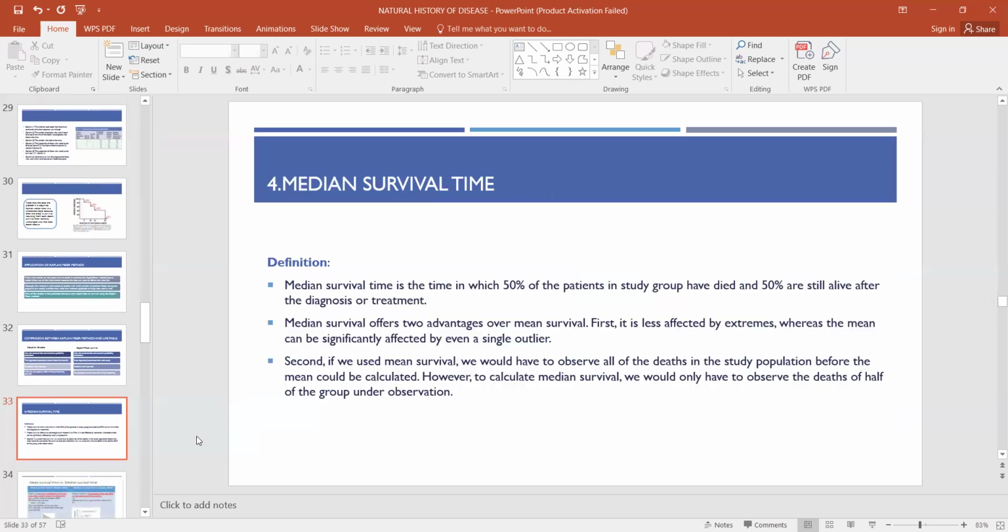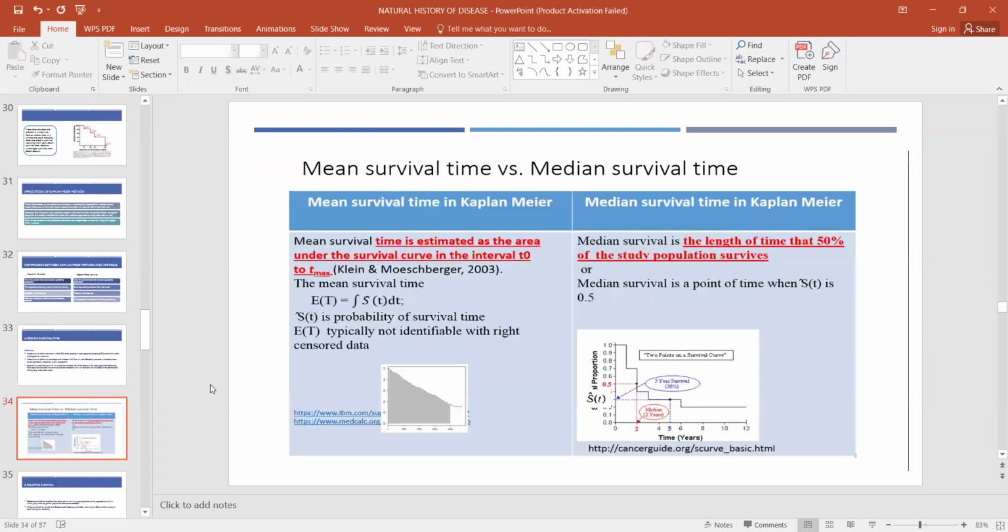Number 4 is the median survival time definition. Median survival time is the time in which 50% of the patients in the study group have died and 50% are still alive after the diagnosis or the treatment. Median survival offers two advantages over mean survival. First, it is less affected by extremes, whereas the mean can be significantly affected by even a single outlier. Second, if we use mean survival, we would have to observe all the deaths in the study population before the mean could be calculated. However, to calculate the median survival, we would only have to observe the death of half of the group under observation.